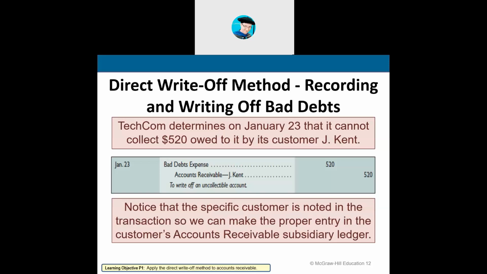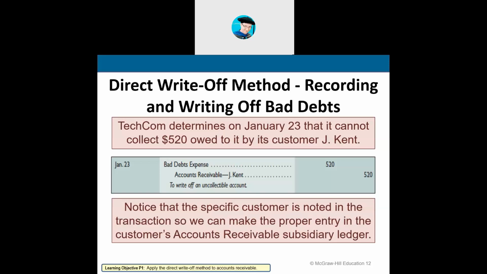Credit account receivable to reduce that account receivable because I can't collect it, right? So I got to reduce the account receivable for that customer. Credit account receivable, $520. And then the note is to write off a non-collectible account.